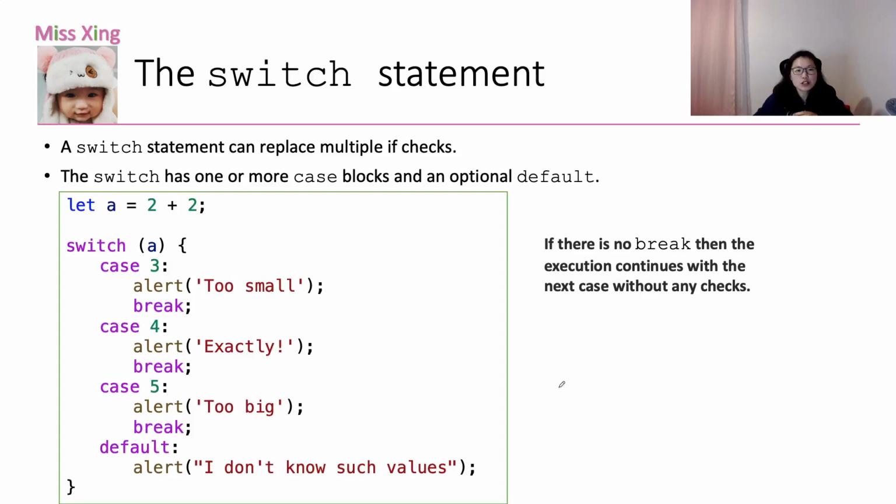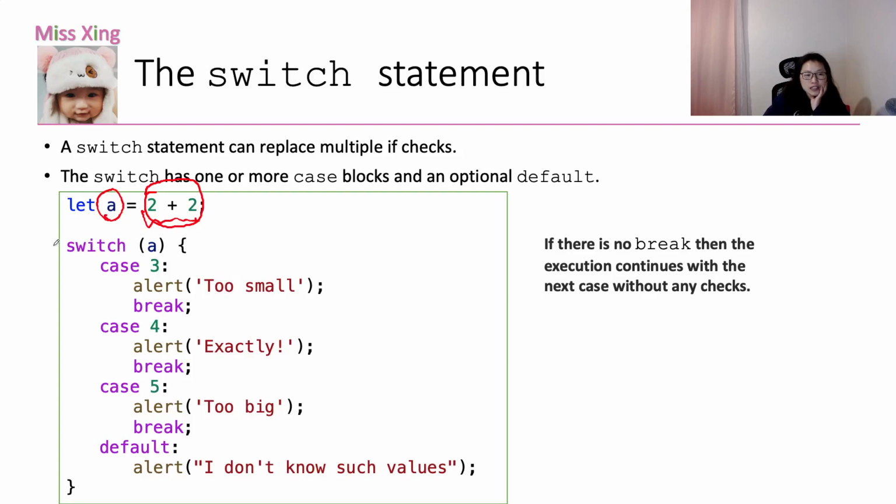The switch has one or more case blocks and an optional default. Let's take a look at this example here. We have a variable here, and this one is just hard-coded, so we know the value of a is 4. In a real project, this can be changed to other values based on different scenarios, and here we just hard-coded 4.